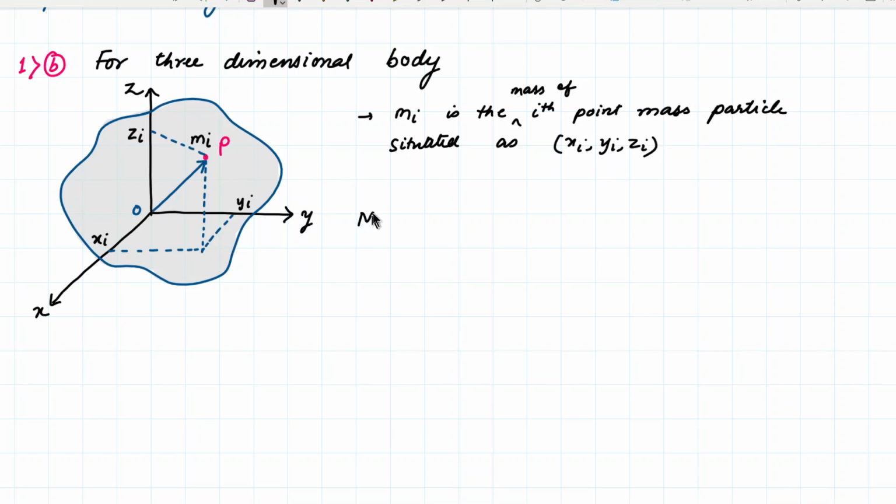Now the moment of inertia of the body about the x axis, Ix. What is the moment of inertia of the body about the x axis? The moment of inertia of the body about the x axis is the summation over all mass elements of the square of the distance of all the points from the x axis. What would that be?